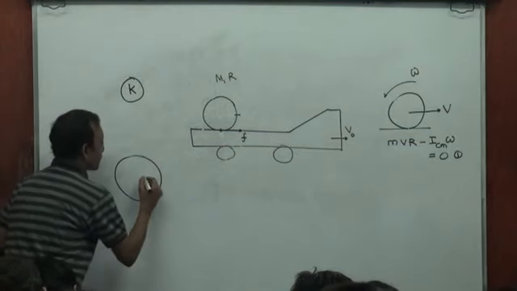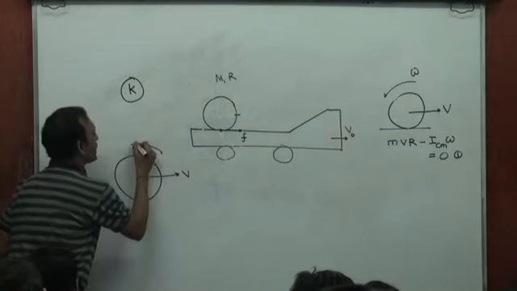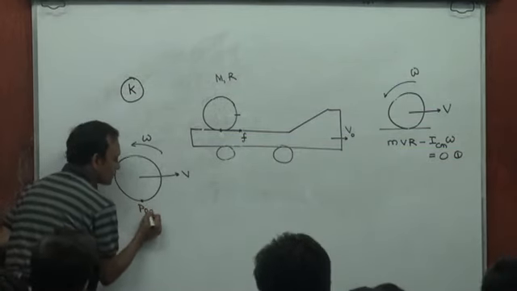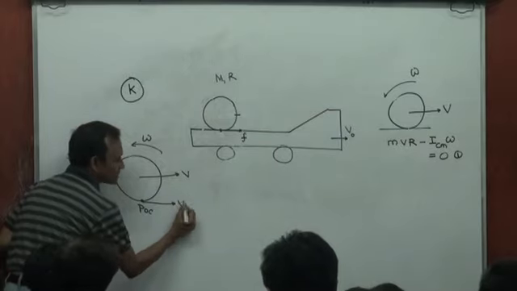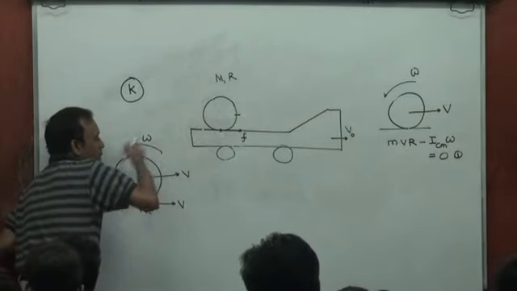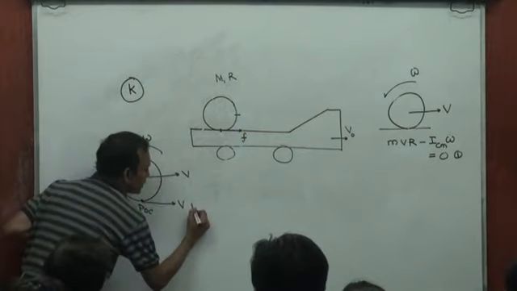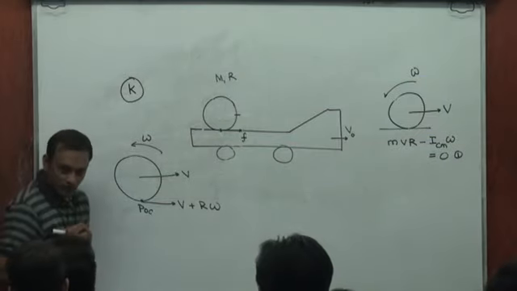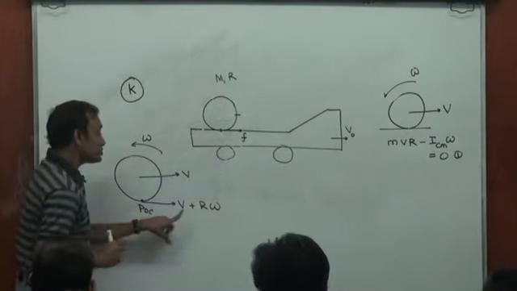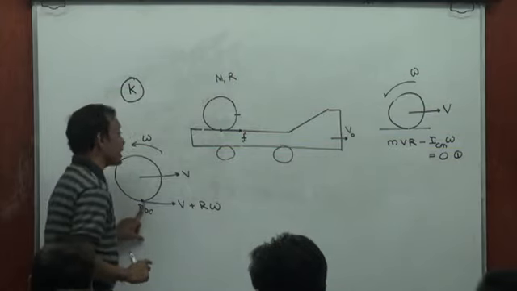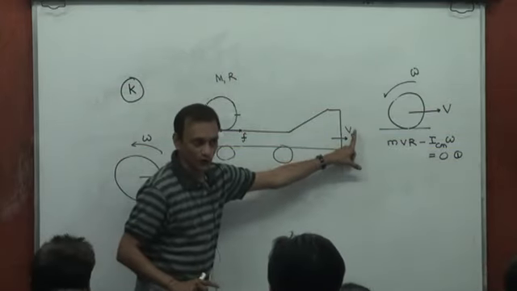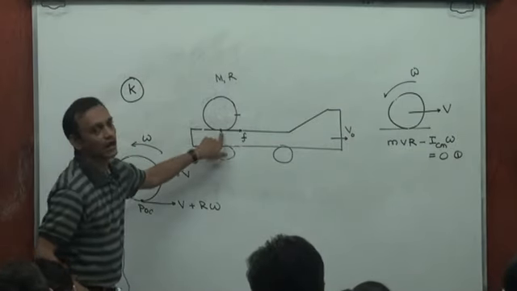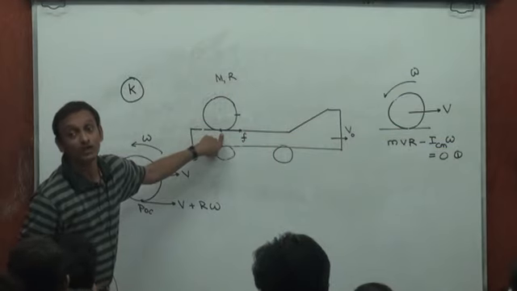Realize that this was V, this was omega, and let's say this was a state of pure rolling. Then if I superimpose, the velocity of the point of contact because of pure translation would be V rightwards, and because of pure rotation about the center of mass would be R omega rightwards. So V plus R omega, and this V plus R omega, in order that there is no slipping, must be equal to V naught. If this is the state of pure rolling, then V plus R omega must be the same as the velocity of the drop.